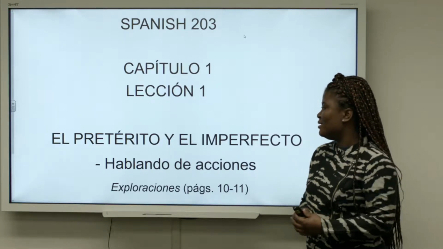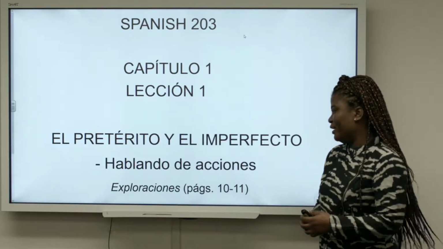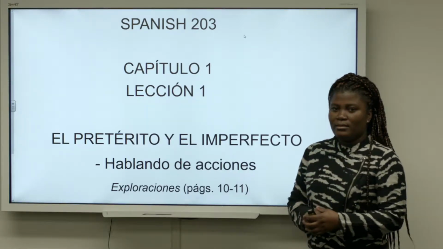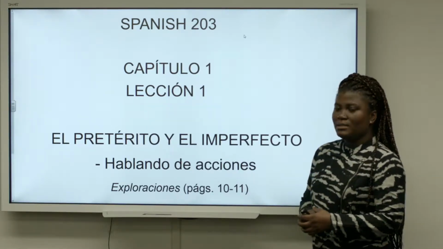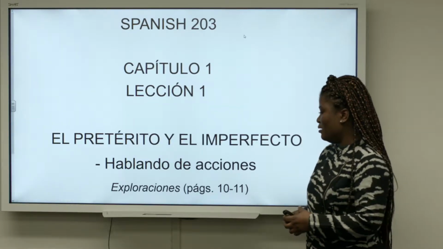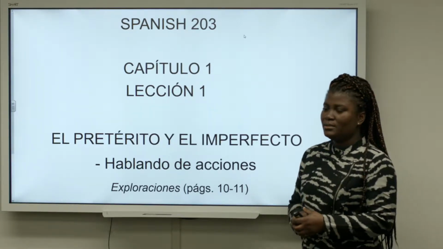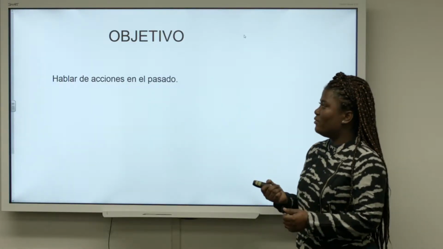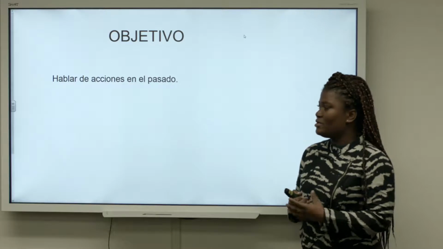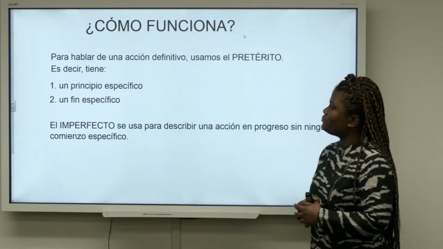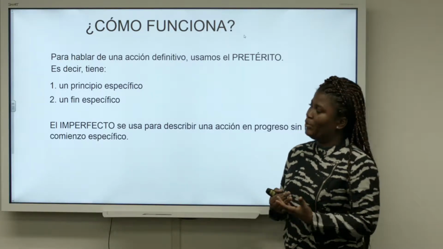Today we're going to study the preterite and the imperfect, which look at actions. This exercise can be found in your book Exploraciones, on pages 10 to 11. The objective of this video is to talk about actions in the past. Now, how do these work?